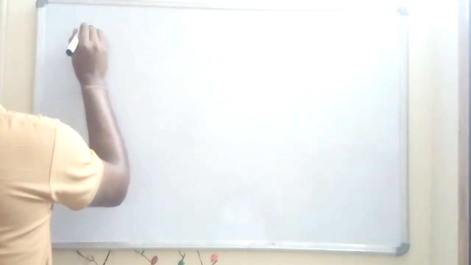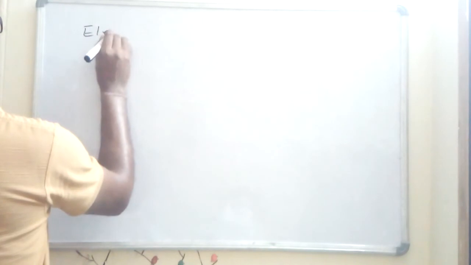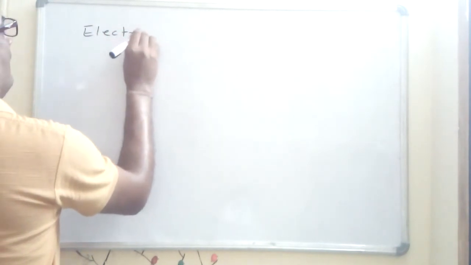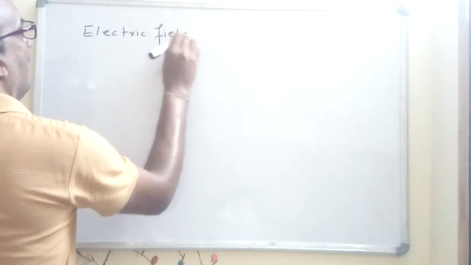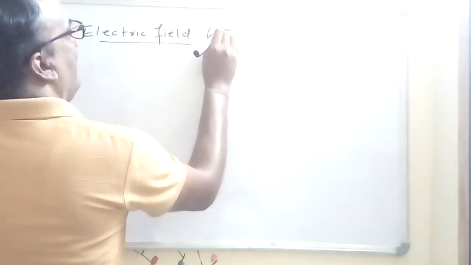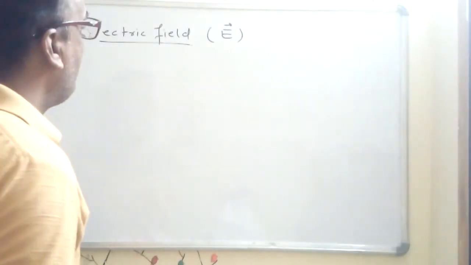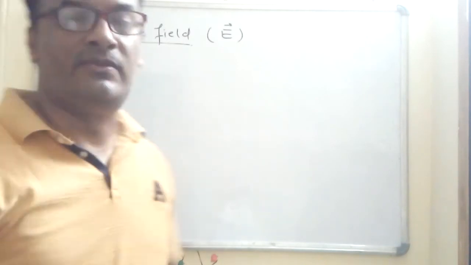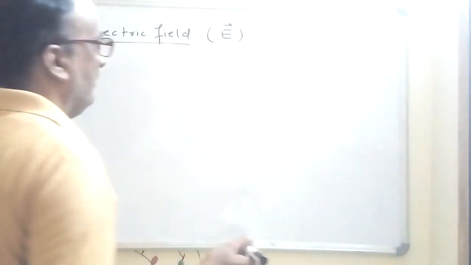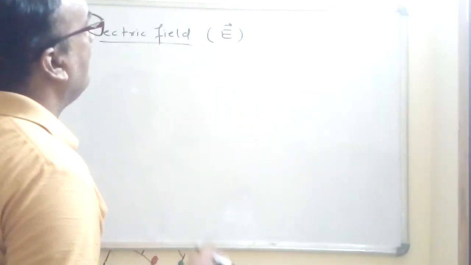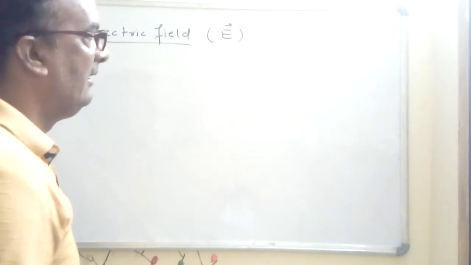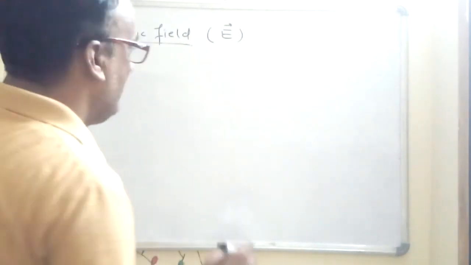Okay. So, as we start with electric field, it is denoted by E, right? Electric field. Now, what is electric field? It's a very important question. What is electric field? Before we understand it, let us write its definition. So, the definition is what?